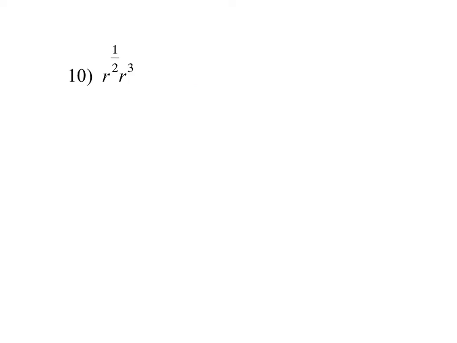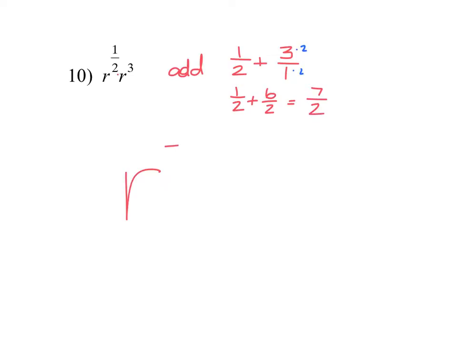Here, these are being multiplied, so I know I'm going to need to add my exponents. That is 1/2 plus, make 3 a fraction, 3 over 1. Like denominators would be 2. So this is 1/2 plus 6 over 2, which if I add that, I get 7 over 2. Remember, that's my exponent, so your answer is r to the 7/2 power.